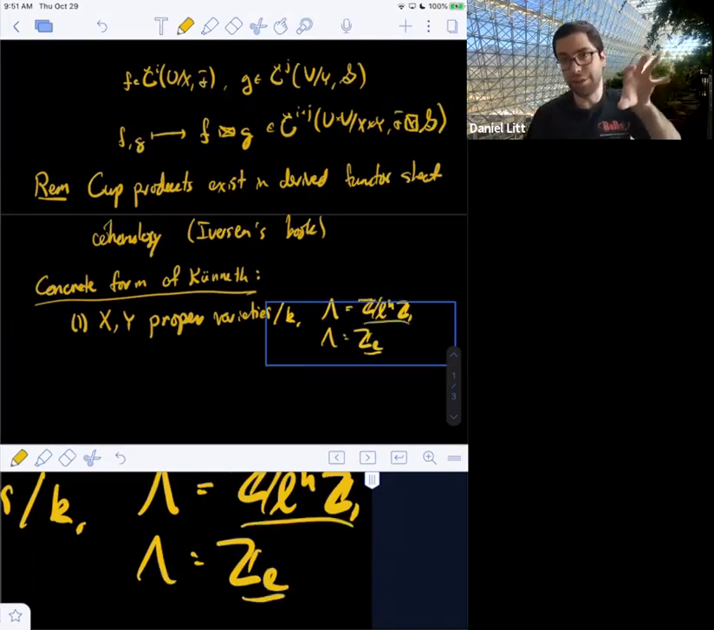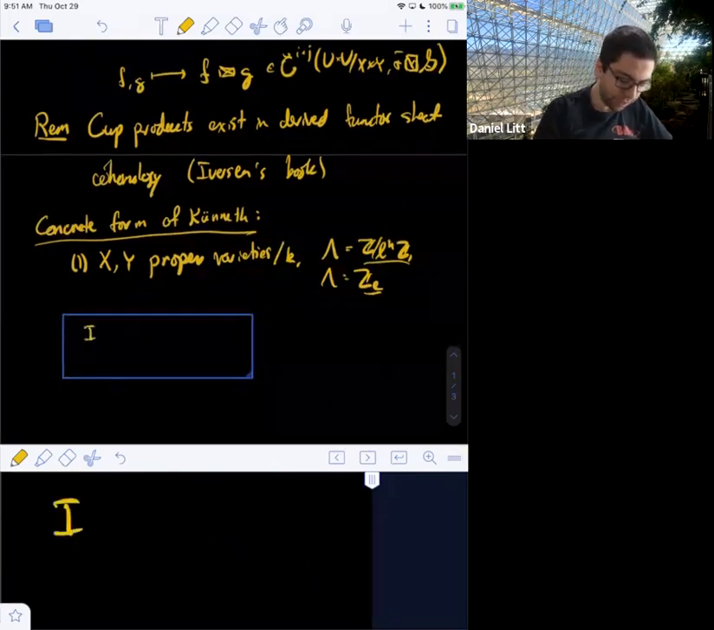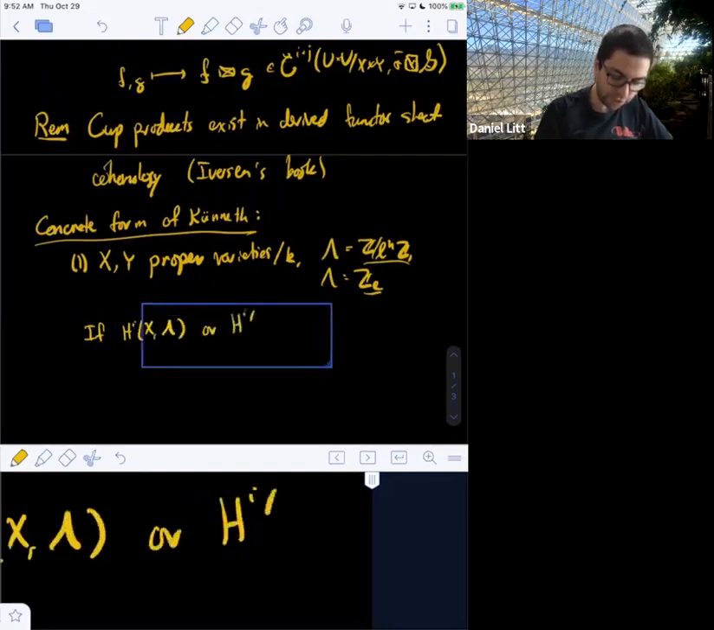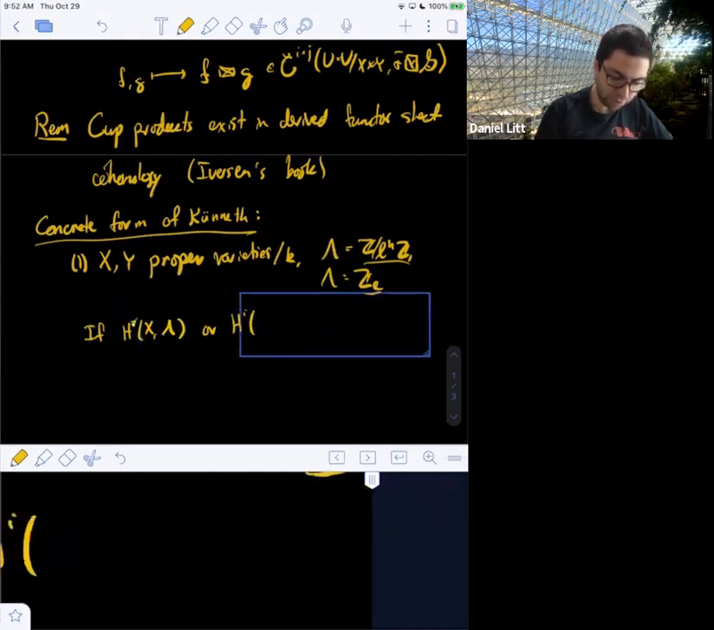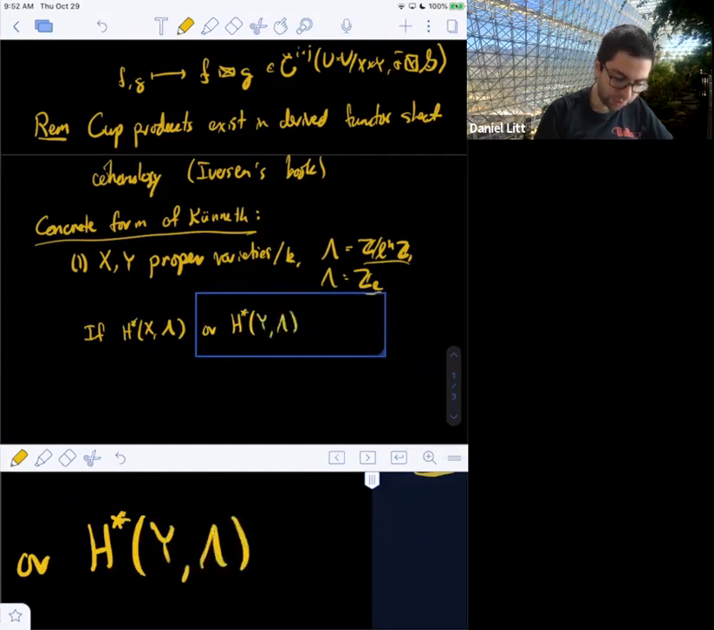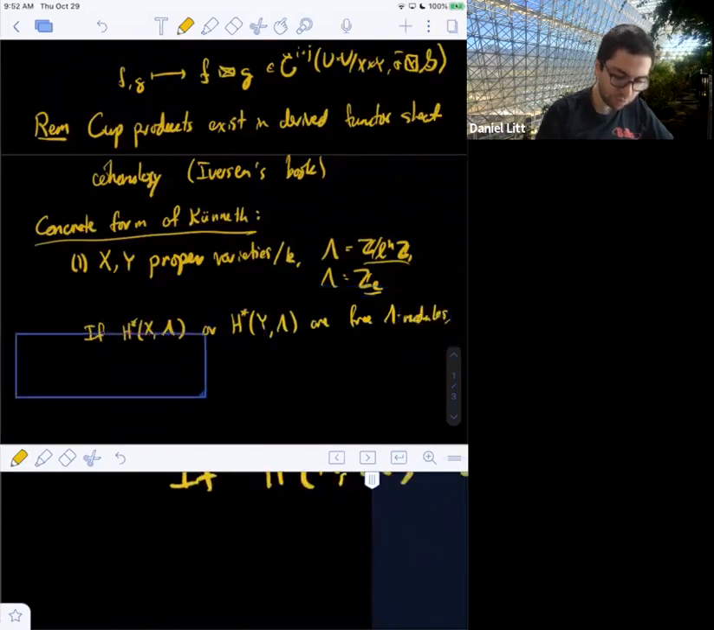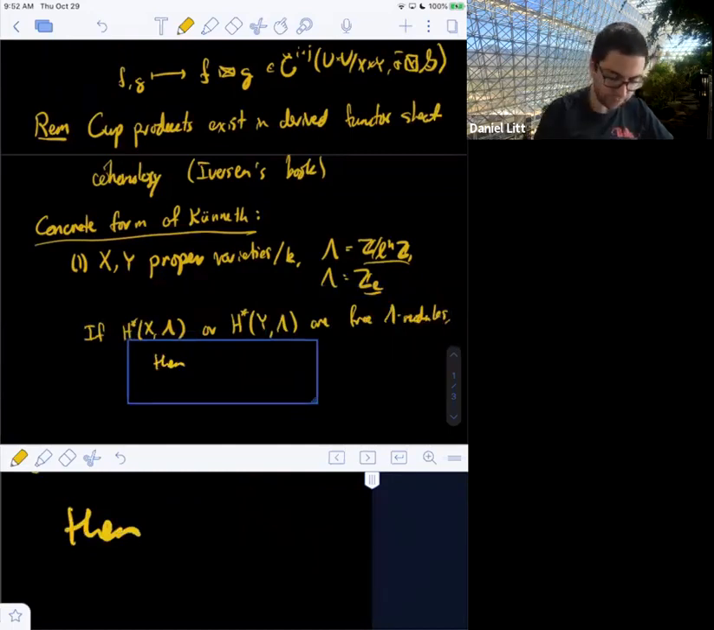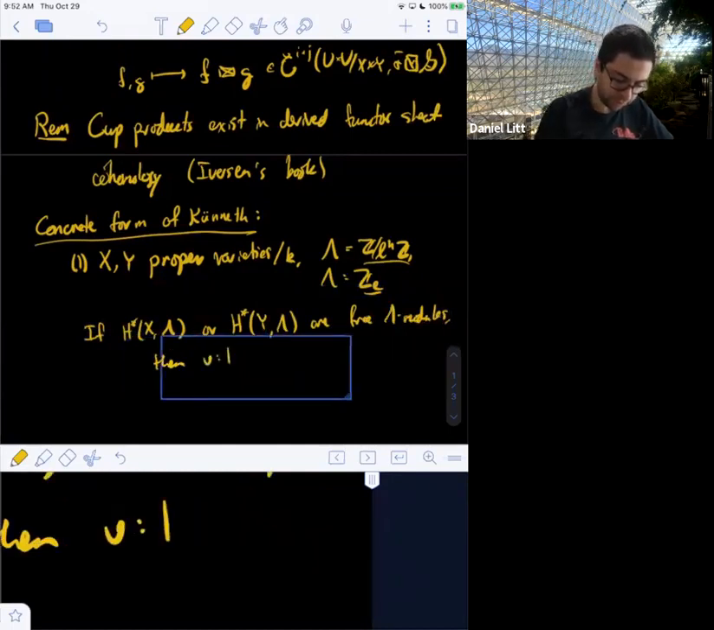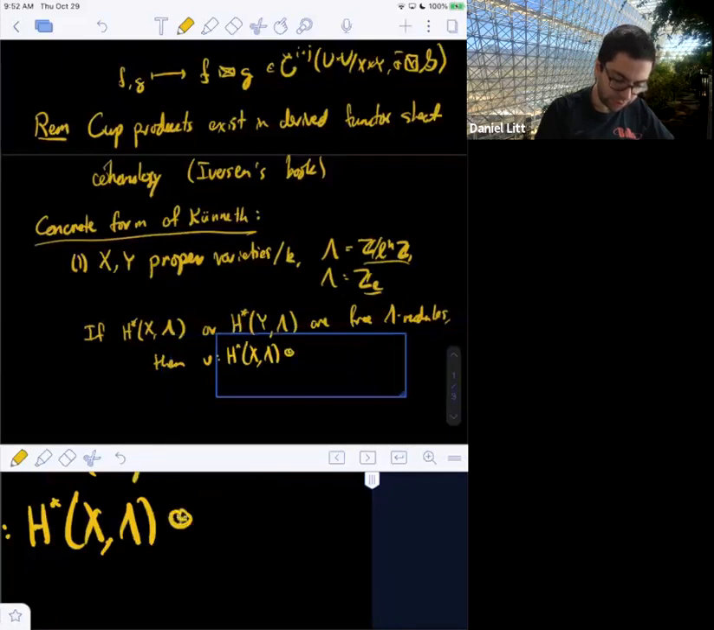What is a Z_L sheaf? It's like an inverse system of Z mod L to the N sheaves, and you just take all of them to be the constant sheaf Z mod L to the N Z. So the statement is that if H star of X lambda or, sorry, let me say H star of Y lambda are free lambda modules, then the cup product map that we just defined from H star X lambda tensor H star Y lambda to, well, where does it go?